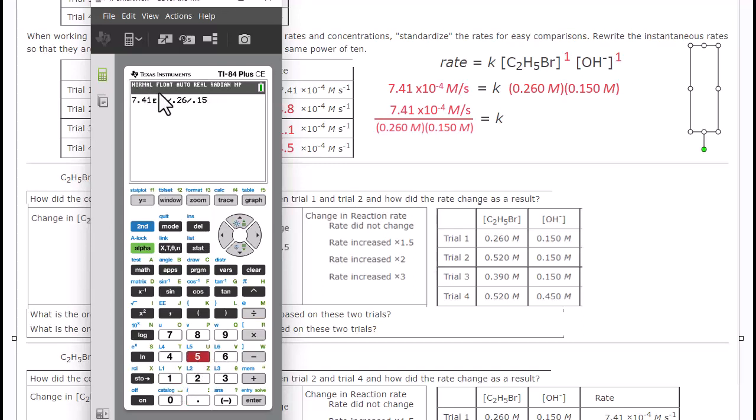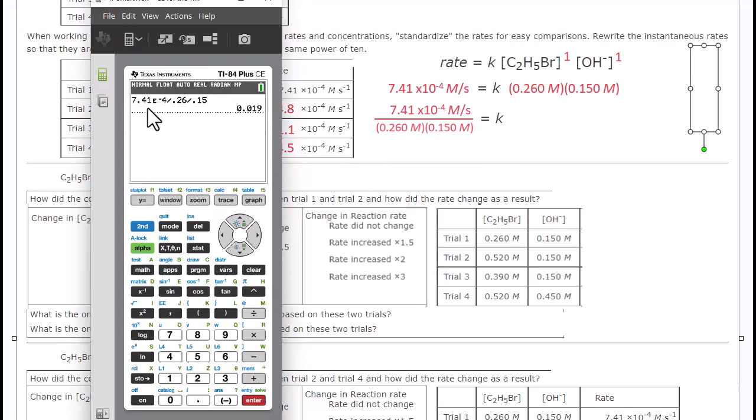If this was an FRQ, I would double check my numbers. It's a pity to do all this work and get the wrong answer because you put down 7.14 instead of 7.41. And that, indeed, 7.41 e negative 4, divided by 0.26, divided by 0.15. Remember, you divide by everything in the denominator, or you could have multiplied these two and used a parentheses, but this is simpler. So let's see what our constant is. Enter.